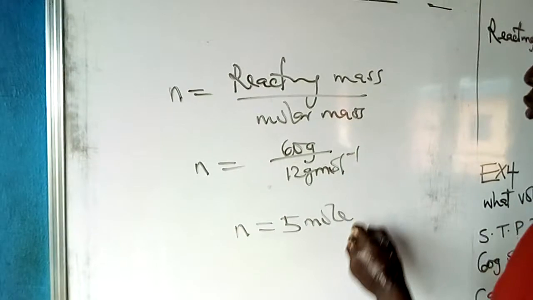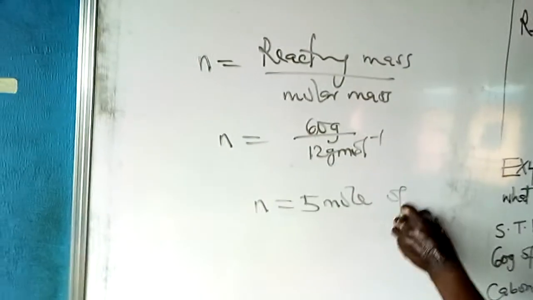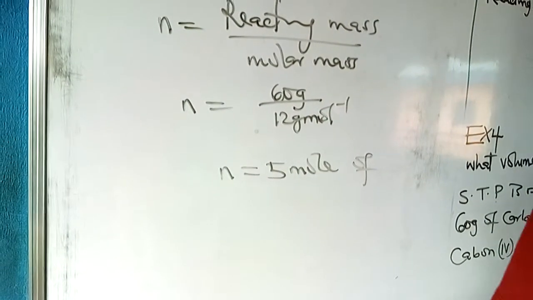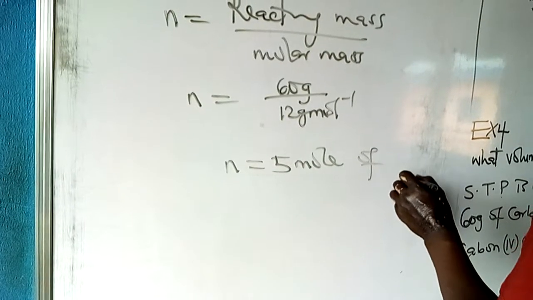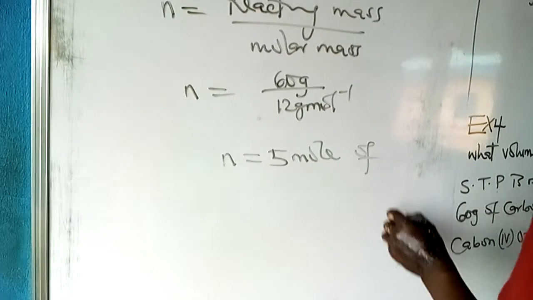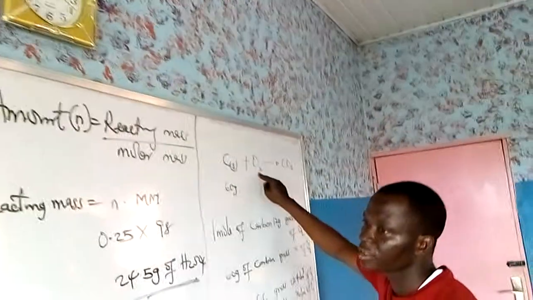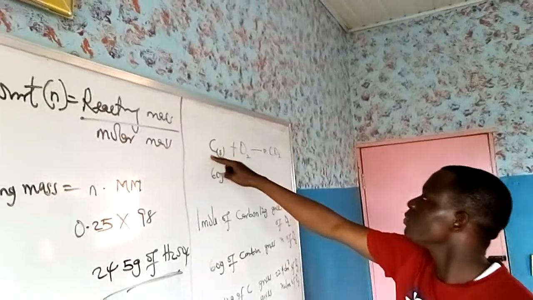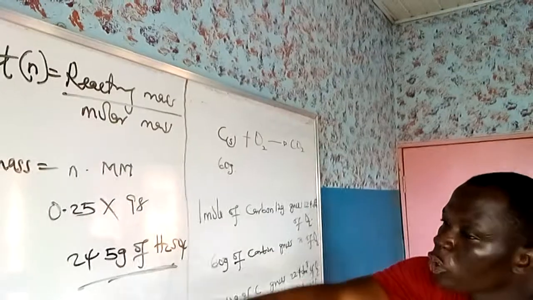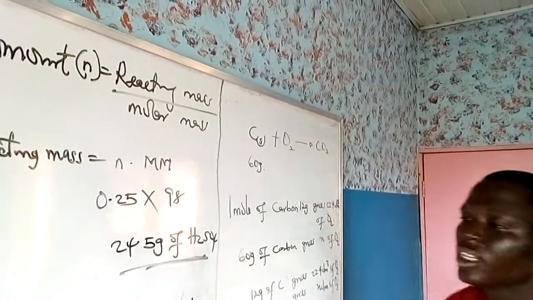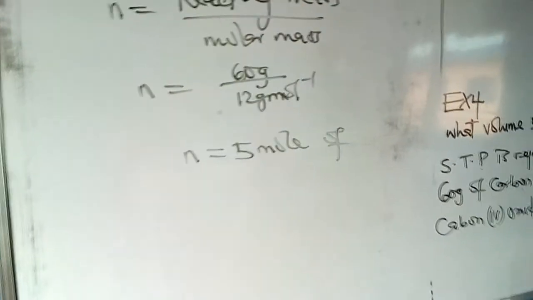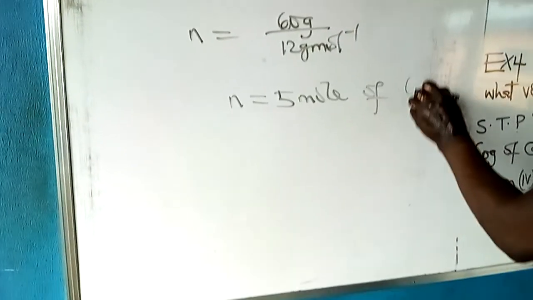So we are having 5 mole of what? 5 mole of O2. And note that 1 mole of this gives 1 mole of this. So 5 mole of this gives 5 mole of this. So 5 mole of carbon will give us 5 mole of O2.